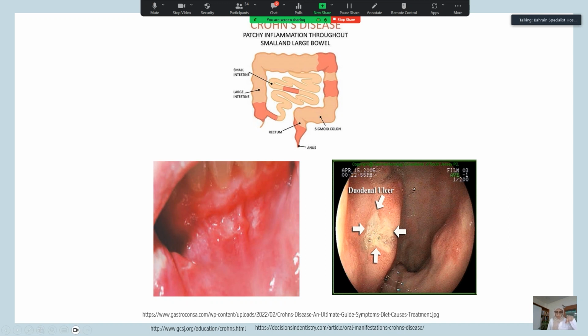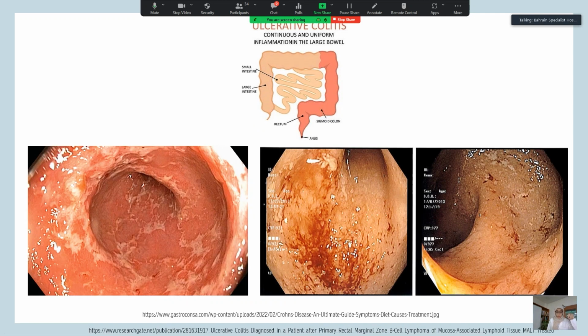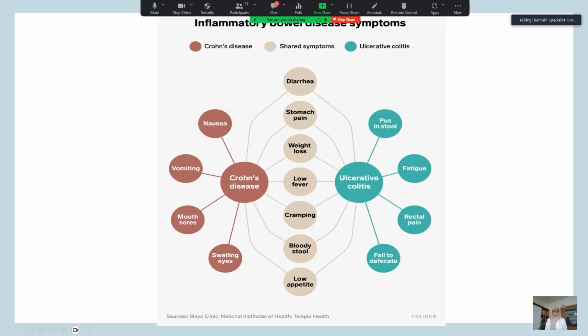In ulcerative colitis, it's not like a patchy area distributed inside the colon, but we can see it all over the colon itself. And also this is a cobblestone appearance. It happens in the lower part of the colon and the rectum, and even some patients come with inflammation in the anus area, so we can see proctitis and also inflammation outside in the external anal sphincter. These are the main two differences between ulcerative colitis and Crohn's. Ulcerative colitis also does not affect the upper intestinal tract.